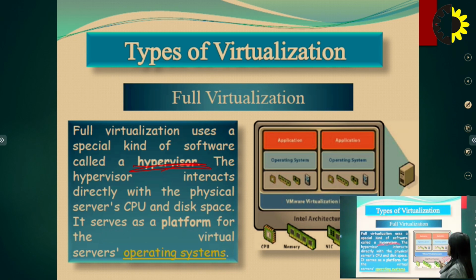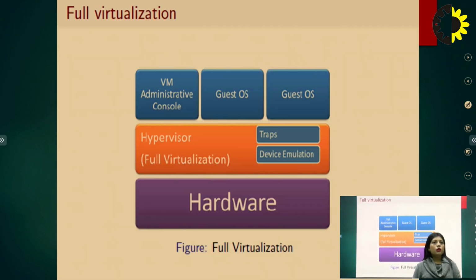This is the diagram for the full virtualization. In full virtualization, we have a complete virtualization technique, like Intel architecture, hardware, and after that we have the VMM, and after that we have an operating system and applications for that operating system. First layer is hardware, after that hypervisor, and the next is the VM administrative console and guest operating system. Multiple operating systems are there in full virtualization.